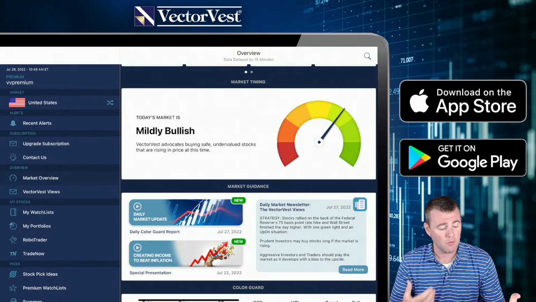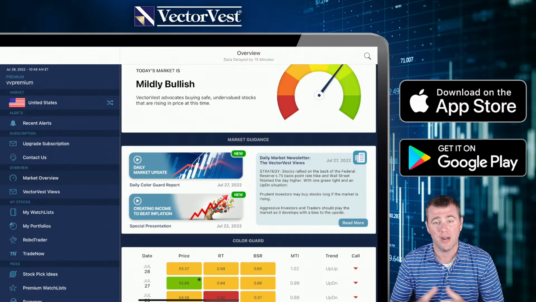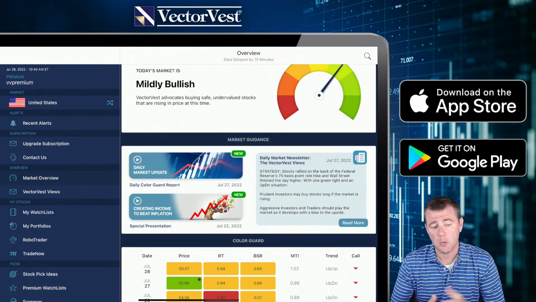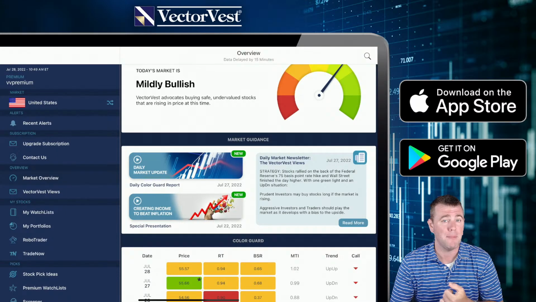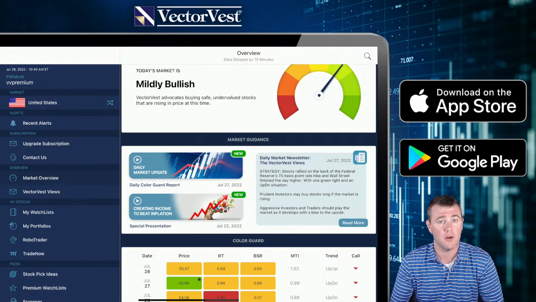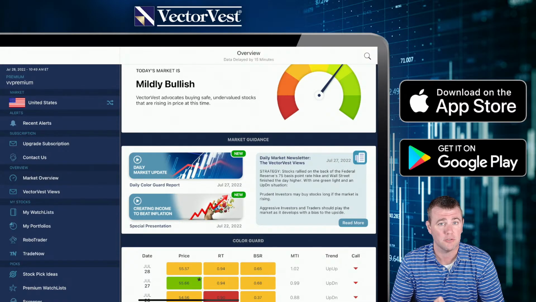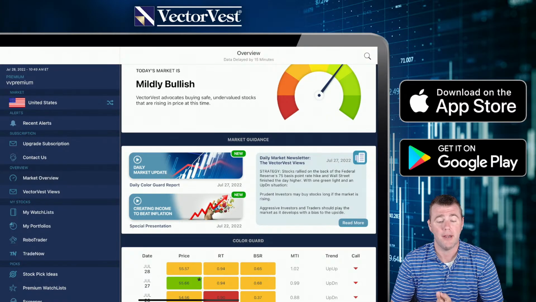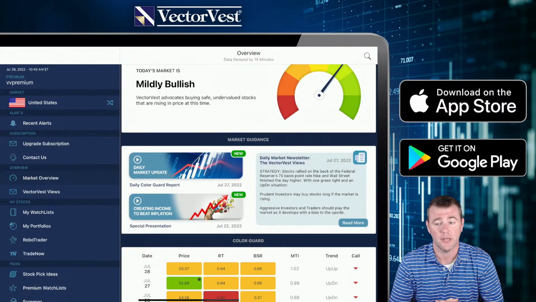As always, if you ever want to see an update on what's going on in the market on a nightly basis, make sure to check out the daily Color Guard report, where we recap every single day what happened today, what to expect for tomorrow, what news you need to be aware of, and what headlines are making an impact on tomorrow's trading, so you can be prepared in as little time as possible.